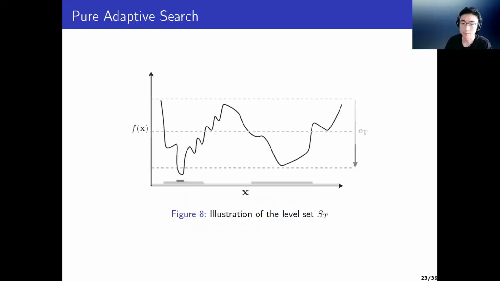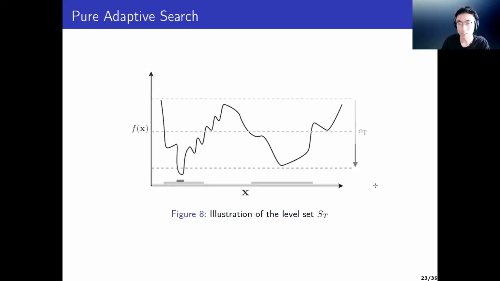So here is an illustration of the level set S_T on a one-dimensional landscape. Since the threshold C_T is monotonically decreasing, we gradually narrow the search region as the procedure proceeds iteratively until the stopping criteria is satisfied. Well, of course, the sequence of the objective function values converges to the global minimum much faster for the pure adaptive search than for the pure random search.